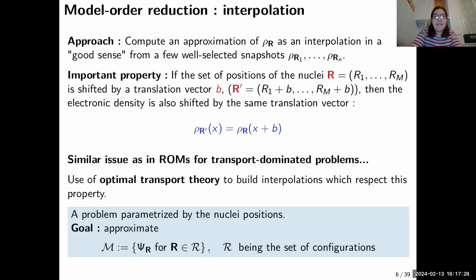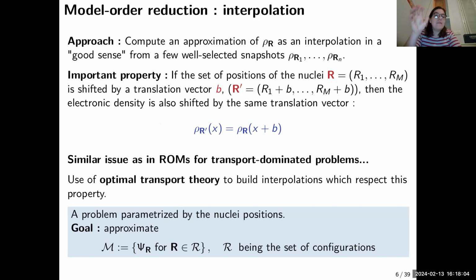Okay. And there is one very important property, which is that if you translate all the nuclei of your molecule by one given translation vector, b, then your wave function or your electronic one-body density will be translated by the same translation vector. Okay, and so this is a property that we want the reduced order models to satisfy, to preserve. And that's the reason there are similar issues in reduced order modeling techniques for transport-dominated problems.